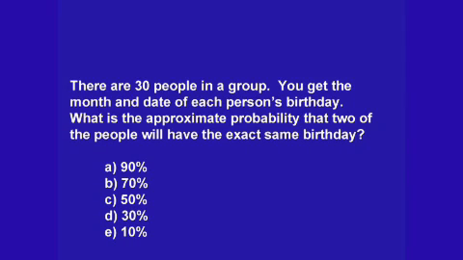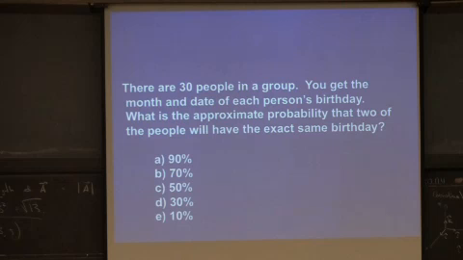There are 30 people in a room, 30 people. Just imagine there are groups of 30 here. You get the month and date of each person's birthday. So it's not the year they were born, but it could be December 1st or February 5th or something like that. What is the approximate probability that two people will have the exact same birthday? I can tell you the vast majority of people, under slightly less suspicious circumstances than this, will answer about 10%. That's the vast majority.